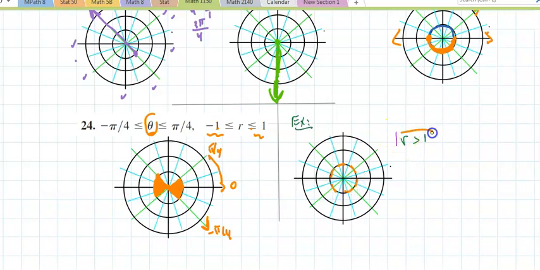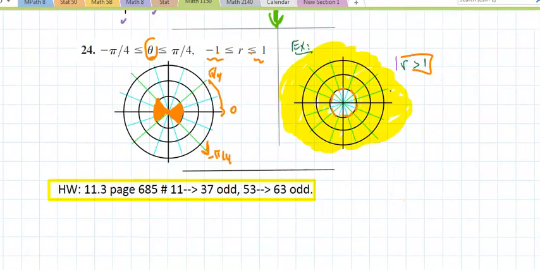And when you say r is less than, you're inside. R is greater than, you shade outside of the circle. So anything above, not to 3, all the way. Anything other than that circle. Alright? And there's the homework.